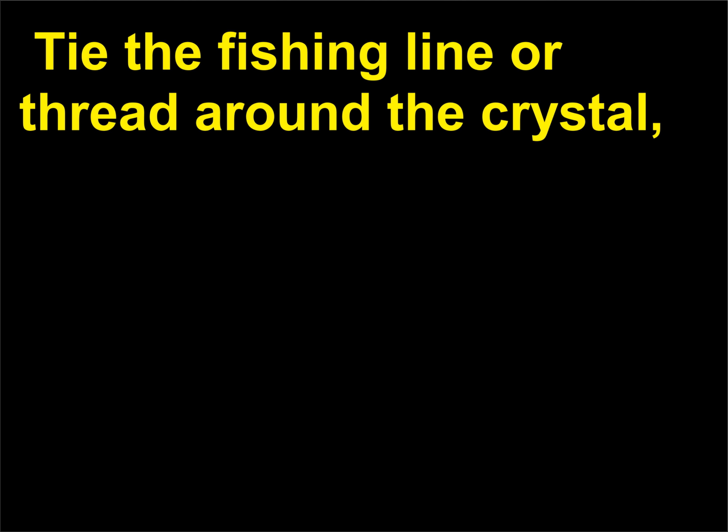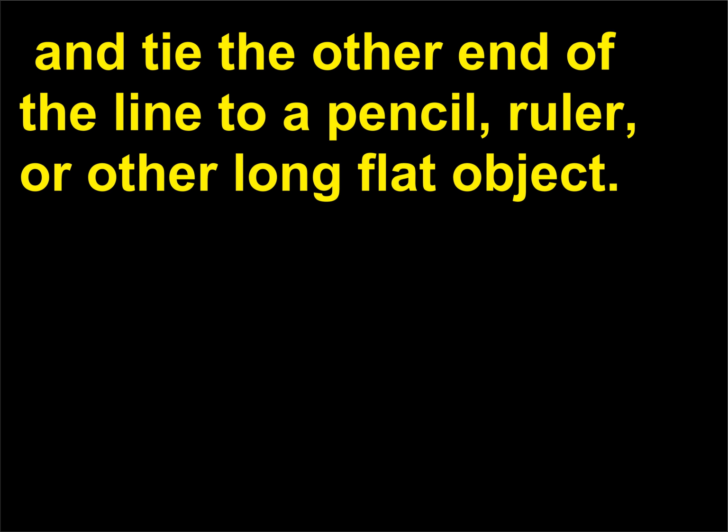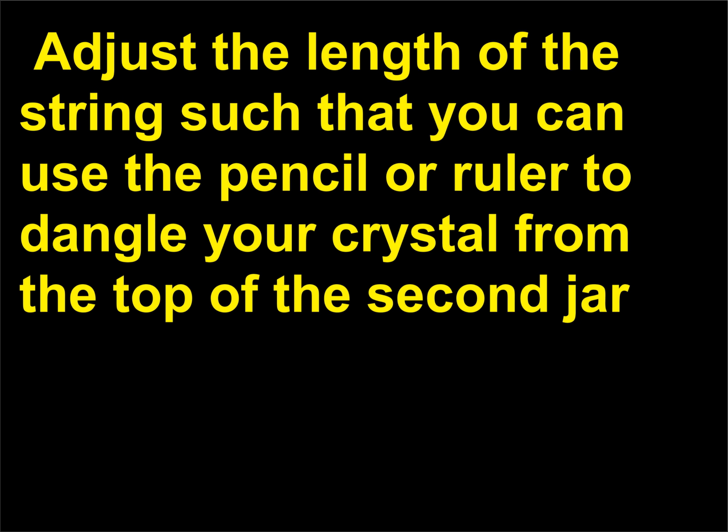Tie the fishing line or thread around the crystal. And tie the other end of the line to a pencil, ruler, or other long flat object. Adjust the length of the string such that you can use the pencil or ruler to dangle your crystal from the top of the second jar.